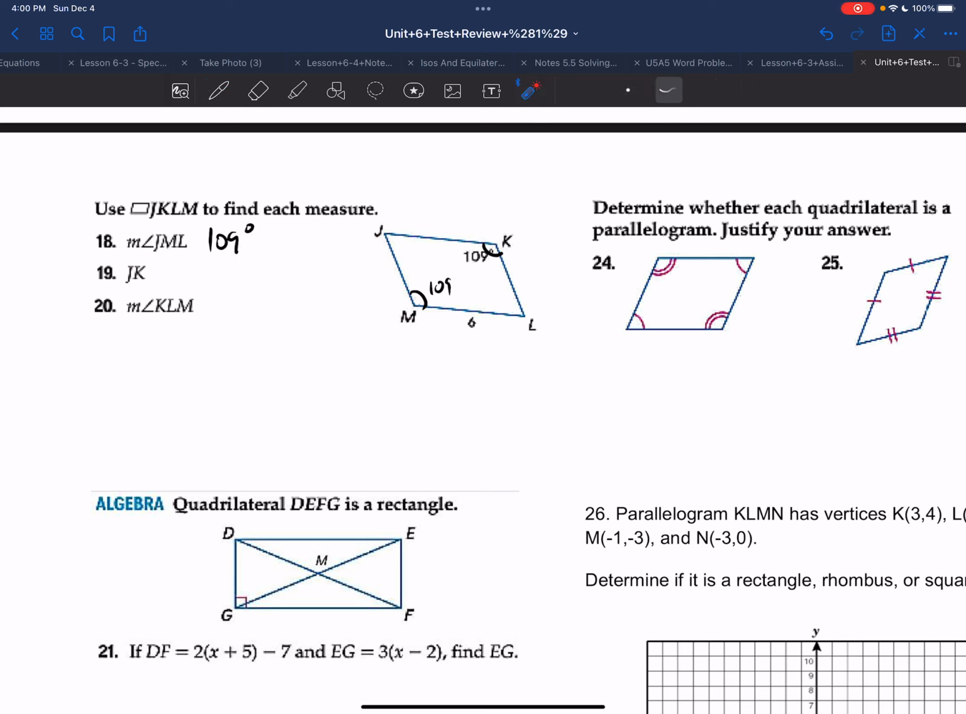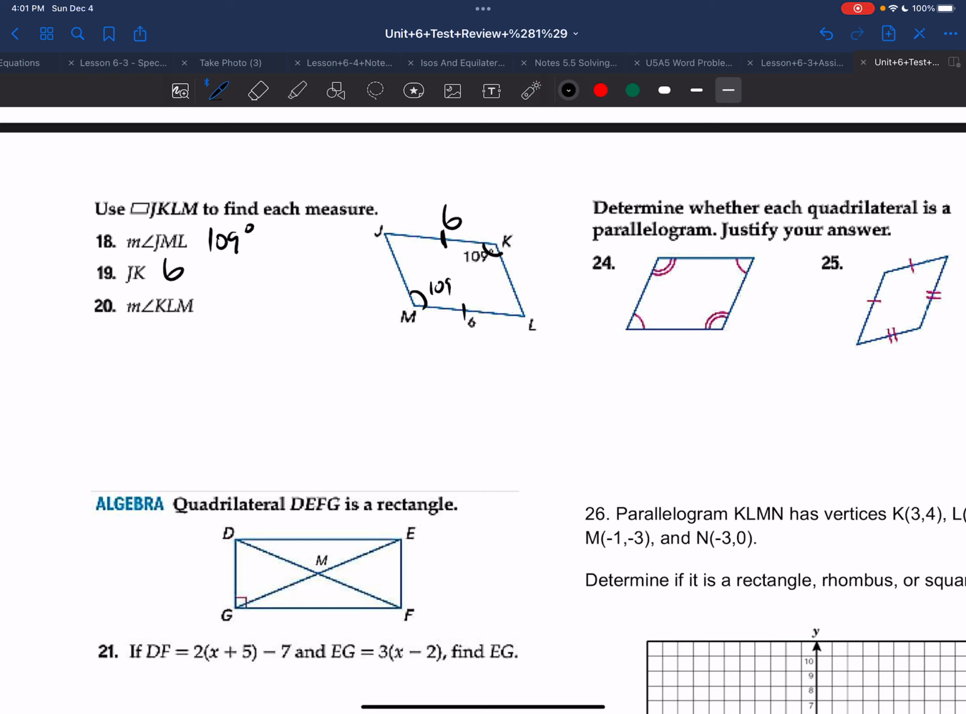Okay, so now I want to go ahead and figure out what JK is. So here's JK. What is the opposite side of JK? Well, that's going to be ML. And that's one of the properties of parallelograms because opposite sides are congruent. So if this is 6, then that is 6 as well.